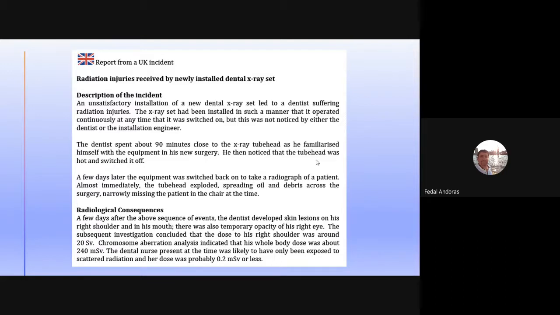A few days later, the equipment was switched back on to take a radiograph of a patient. Almost immediately, the tube head exploded in fire, spreading oil and debris across the surgery.